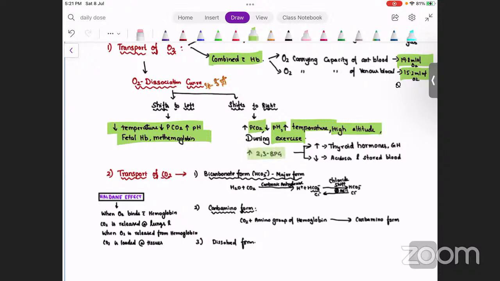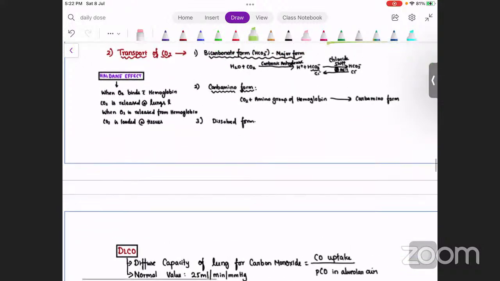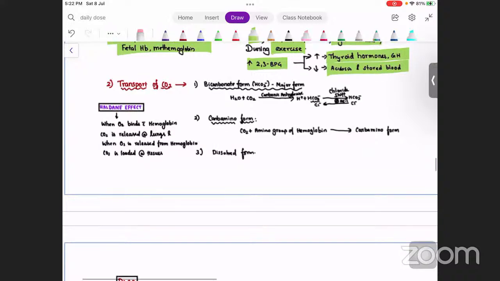And apart from that, there is an increase in 2,3 BPG. Very, very important. Because at high altitude there is a higher 2,3 BPG concentration, so the Rapoport-Luebering cycle will happen, so hemoglobin loses its capacity to carry oxygen. The 2,3 BPG concentration increases with thyroid hormones and growth hormone, and decreases in acidosis and stored blood.